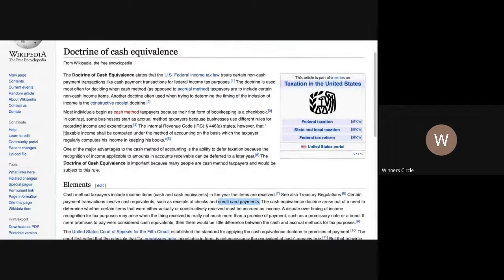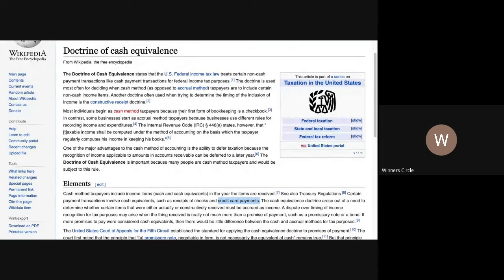So most individuals begin as cash method taxpayers because their first form of bookkeeping is a checkbook. Like when a bank receives a promissory note, or a court receives a draft or a note, this becomes a cash equivalent. Okay. But what they do is they defer reporting it off to a year. Technically, they're supposed to report it within 30 days, but I'm not going to get into that in this video.